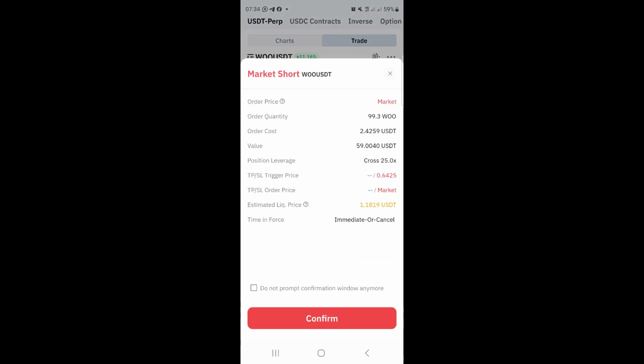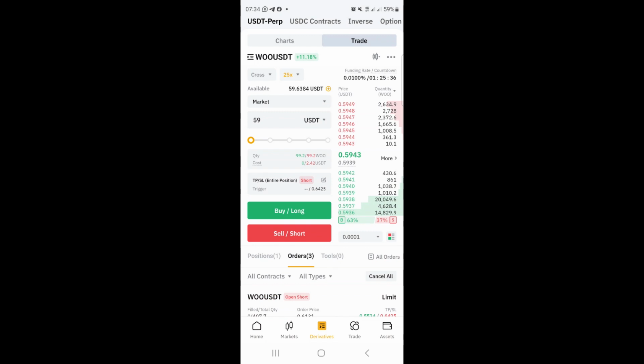You can see, look at my estimated liquidation price. It's well above my stop loss. My stop loss is 0.6425. My liquidation price is 1.1819. So it's well above my stop loss. So I'm safe. Then you just enter the trade and confirm. So that's how you do it.